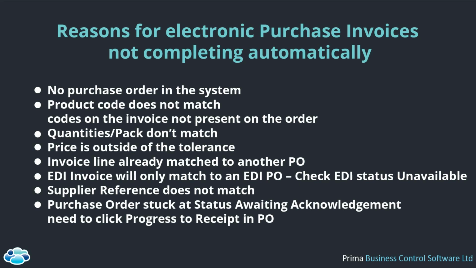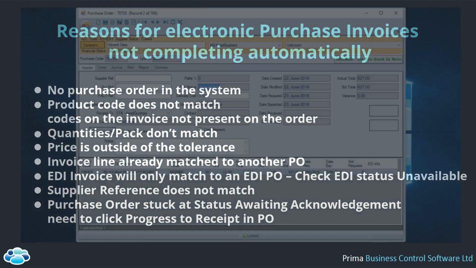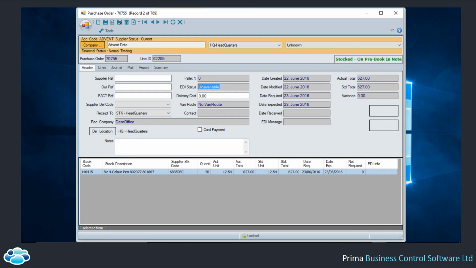In reality, we're talking about exceptions in Prima, so for the most part, we say it's normally between 5 and 10% of the invoices.